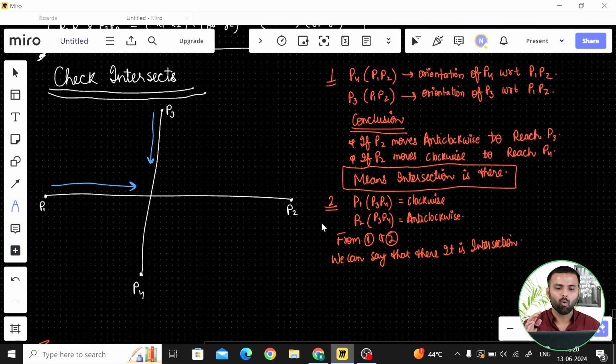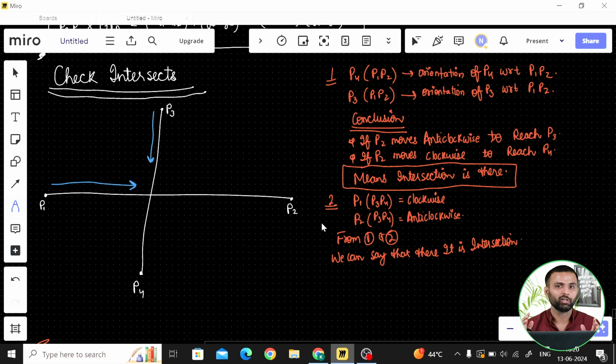Let's check how we can determine whether an intersection exists. As I said, P1, P2 is the first line, and P3, P4 is the other line. In this line segment we have this direction, which means I have the line segment P1, P2. Now suppose I'm standing here and I have to check in which direction the next line segment is. I am checking P4 with respect to P1, P2. This is my line segment.